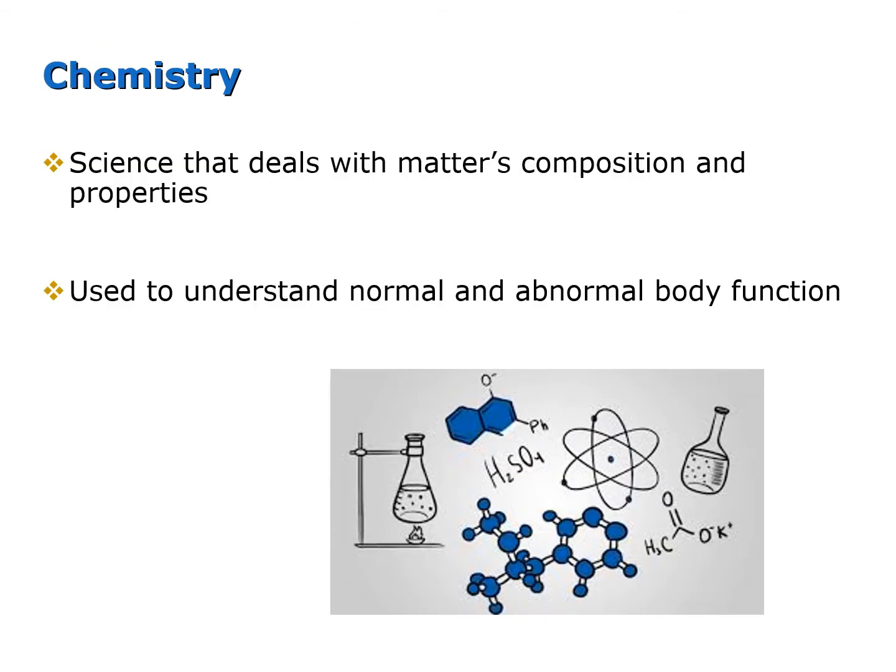Let's talk a little bit about chemistry and why this science is important when we are talking anatomy and mainly physiology. So by definition, chemistry represents the science that deals with the composition and properties of matter. It will be very hard for us to understand the mechanism of functioning of different organs, different tissues, different systems in our body without having an understanding of what normal chemistry changes are and what the normal and abnormal functioning of the body is.